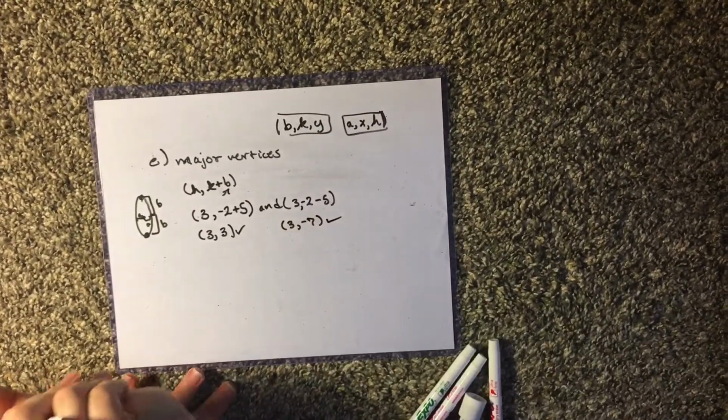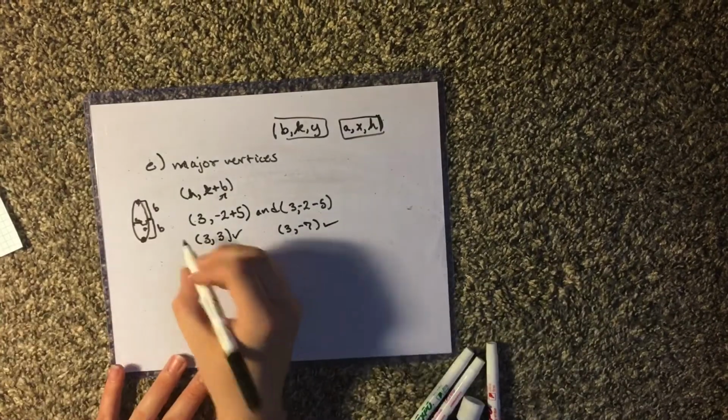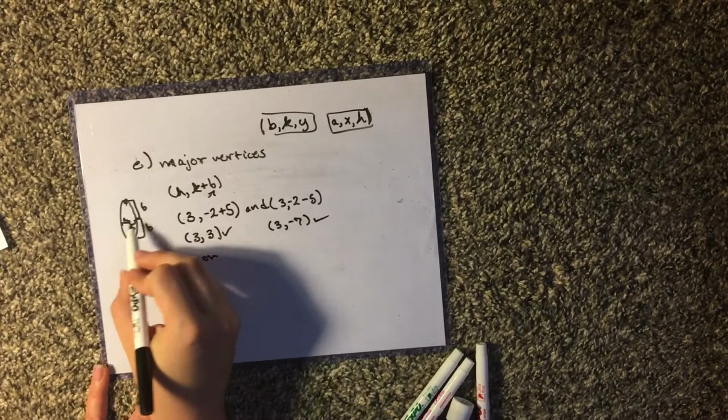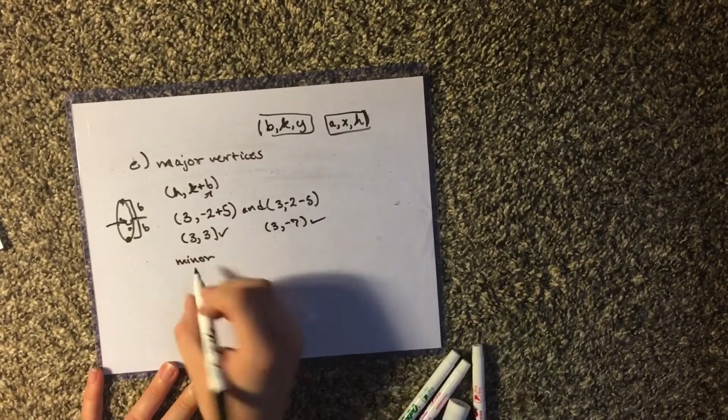Check. And then the minor vertices are going to be the exact opposite. Since these are going to be the ones on the smaller end, these two are going to be the minor vertices.